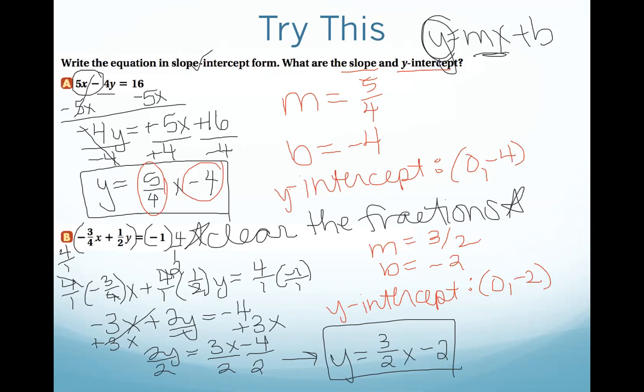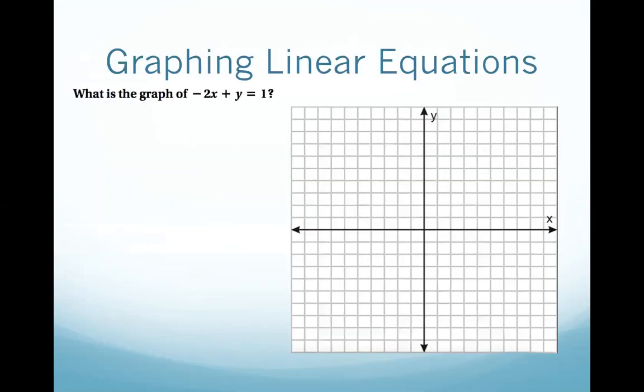Okay, we're almost done. Our last topic here is graphing linear equations. And the easiest way to graph a linear equation is to put it into slope-intercept form. Okay, and I'm going to show you why. So I'm going to take this equation here. It's not in slope-intercept form because y is not by itself. Remember, I want y equals mx plus b. I want y by itself. So how do I get y by itself? I have to add 2x to both sides. So y equals 2x plus 1.